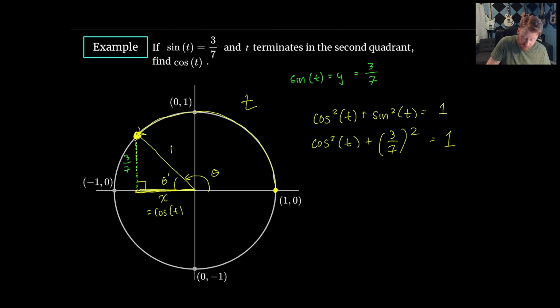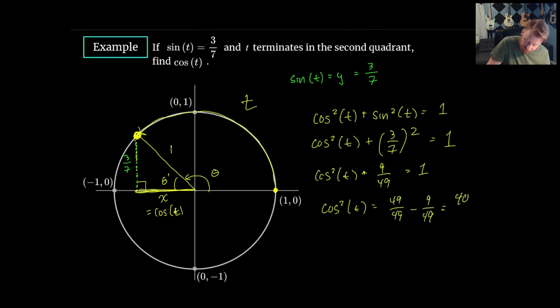Now we can solve for cosine. We can just treat it like a variable, as if it was x or something, but we'll just keep it as cosine. So we've got cosine squared of t plus 9/49 is equal to 1. I can subtract 9/49 from both sides, and we'll have cosine squared of t is equal to 1 rewritten as 49/49 minus 9/49, so that we just get 40/49. So just doing some quick rearranging there. At this point, I've got that the cosine squared of t is equal to 40/49.